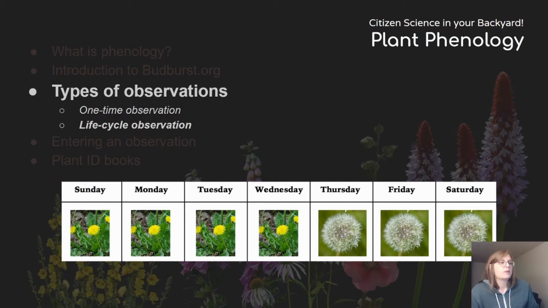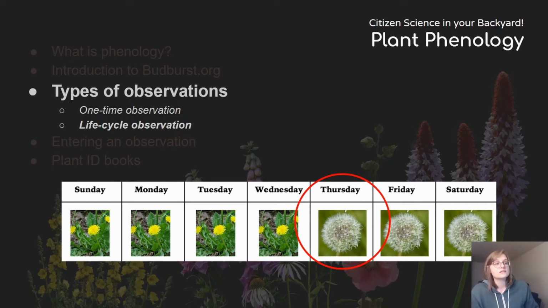So a little example here is that you start going out checking on your dandelion on Sunday, you're checking on it every day and it's in the flowering phase, and then all of a sudden you go out on Thursday and that seed head is formed. So then you know that Thursday, whatever that date is, is when it changed from flowering to fruiting. And so that definitely gives researchers a lot more data than just that one-time observation.